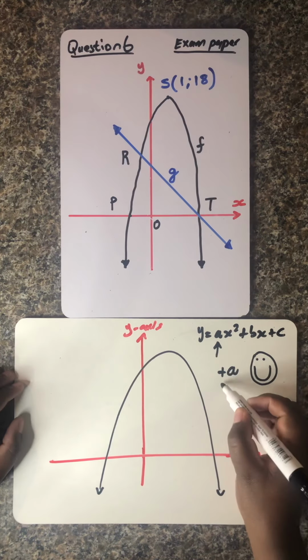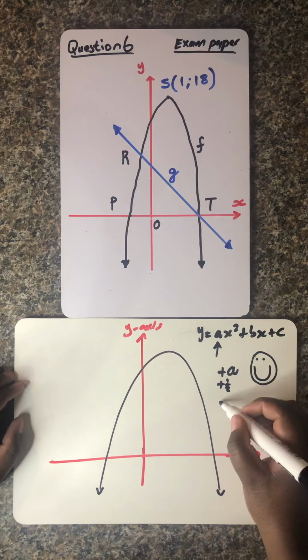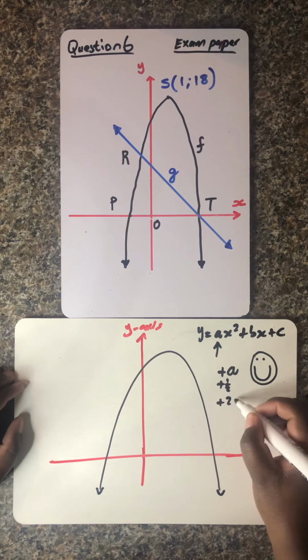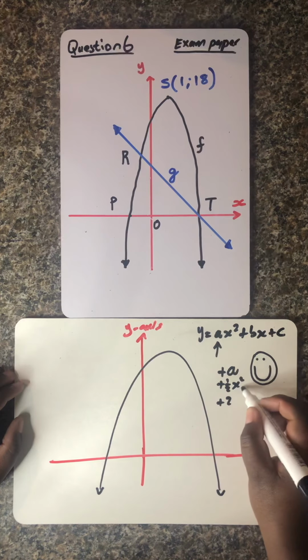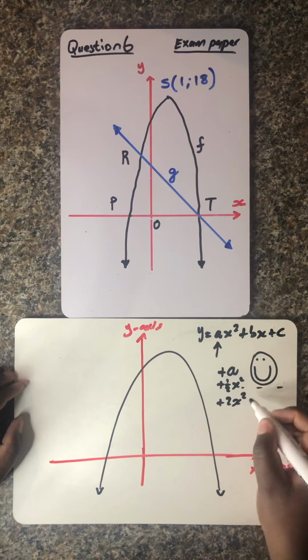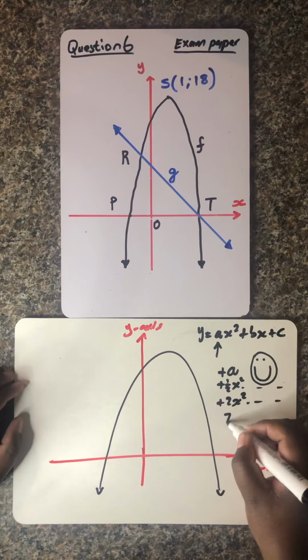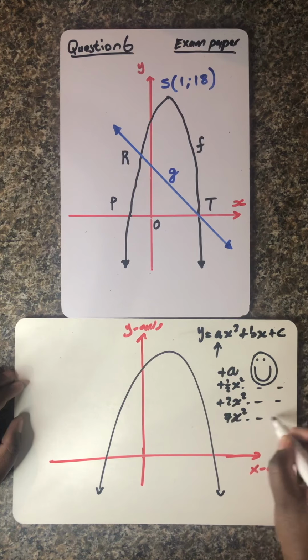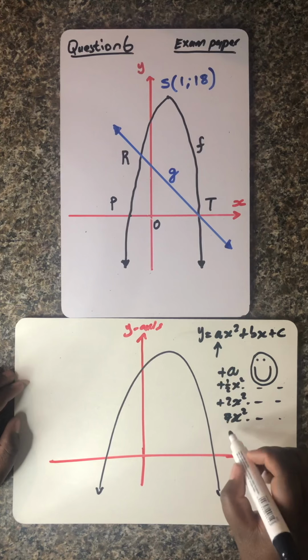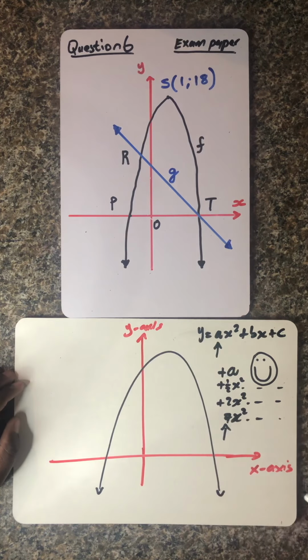It could be positive 1/2, it could be a positive 2. Remember, it's x squared and everything. It could be 7x squared and whatever. For the fact that the A value is positive, it means we've got a smiling shape.